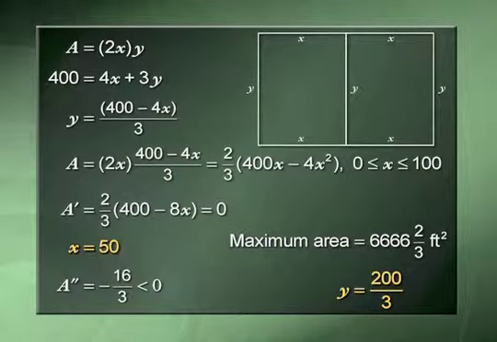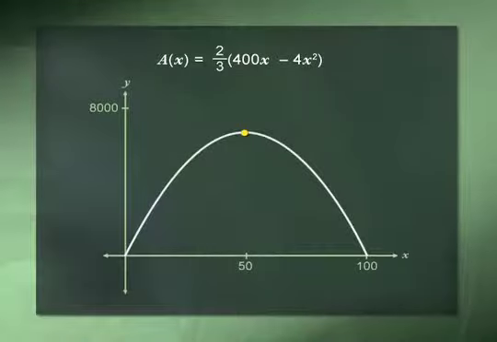Let me look at this visually just for a moment. You can graph this area function on its domain 0 to 100, and you see that indeed it is concave down, and that point 50 is the maximum value there at the top.